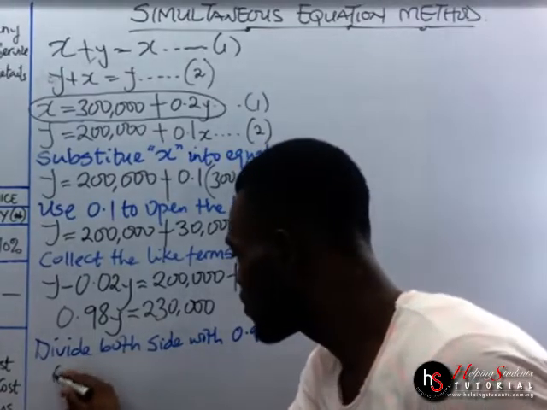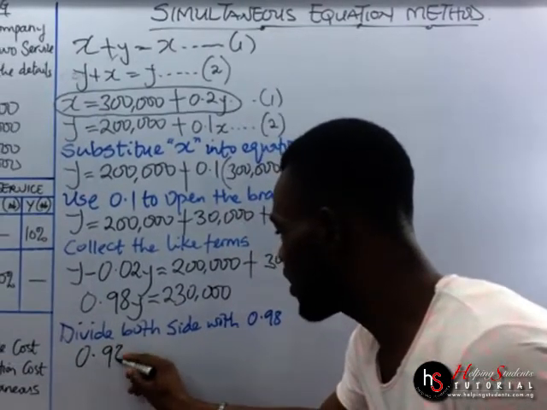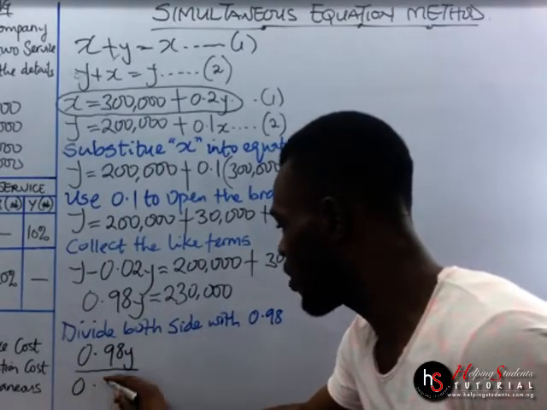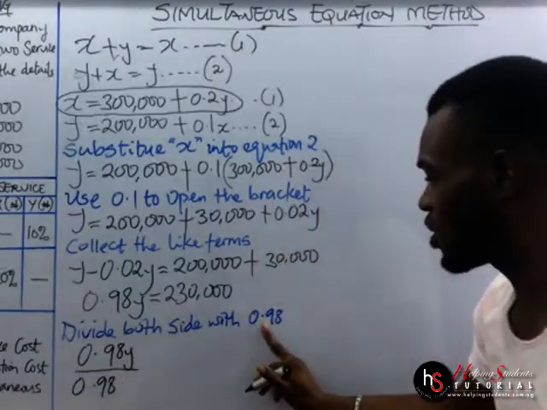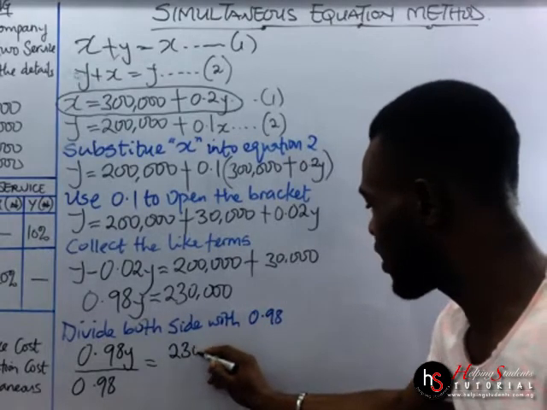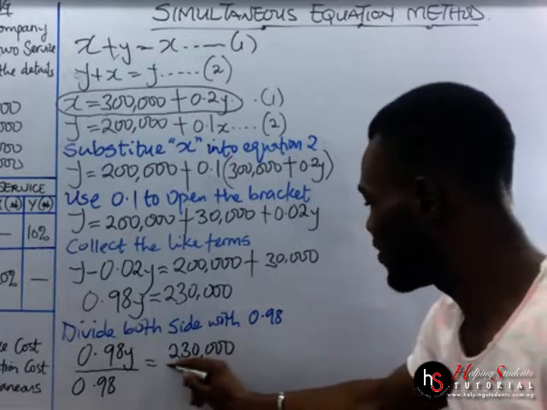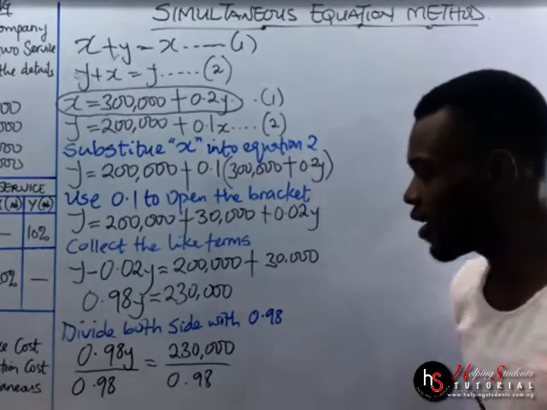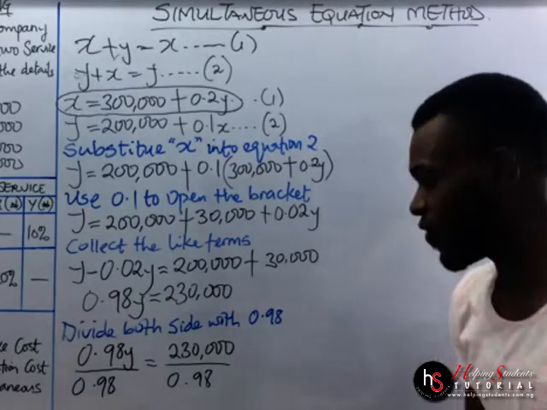We'll have 0.98y divided by 0.98, as we said here, which is equal to 230,000 divided by 0.98. Okay? Now the next thing we do is to divide through.